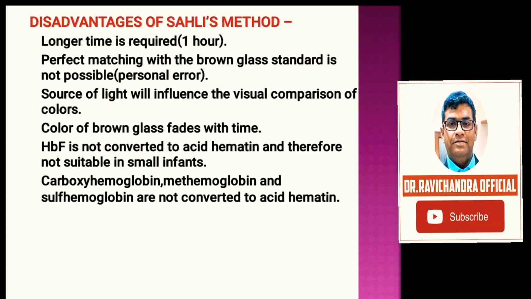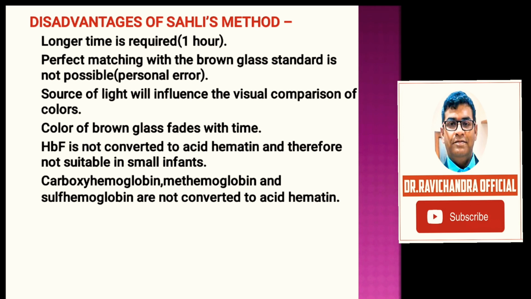Disadvantages with the Sahli method: it takes an hour longer, and perfect matching with the brown glass standards is not possible due to personal error. The source of light will influence the visual comparison of the color, and the color of the brown glass fades with time. Hemoglobin F is not converted to acid hematin in this Sahli method, and therefore this method is not suitable for small infants.